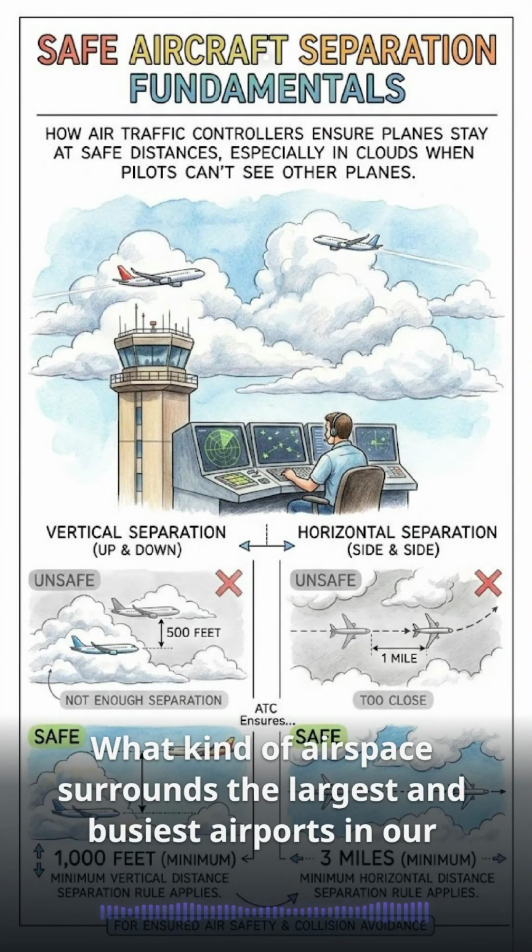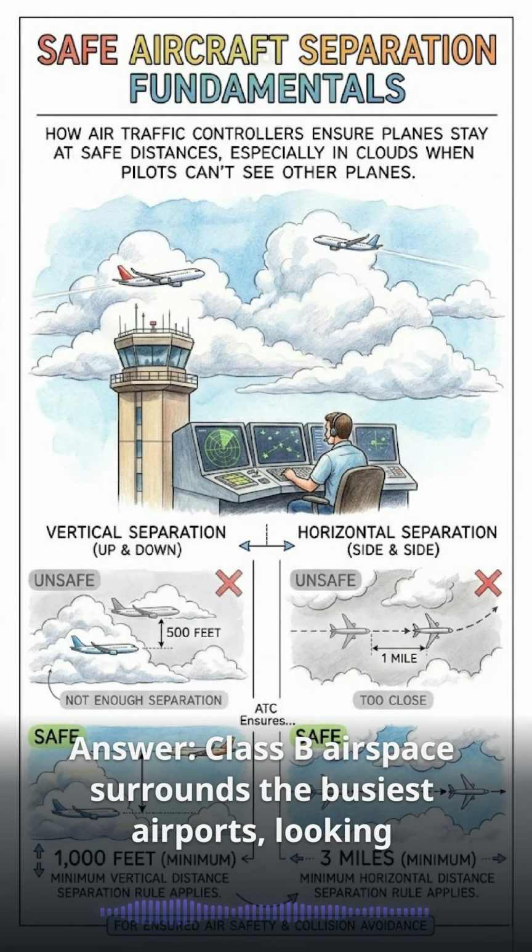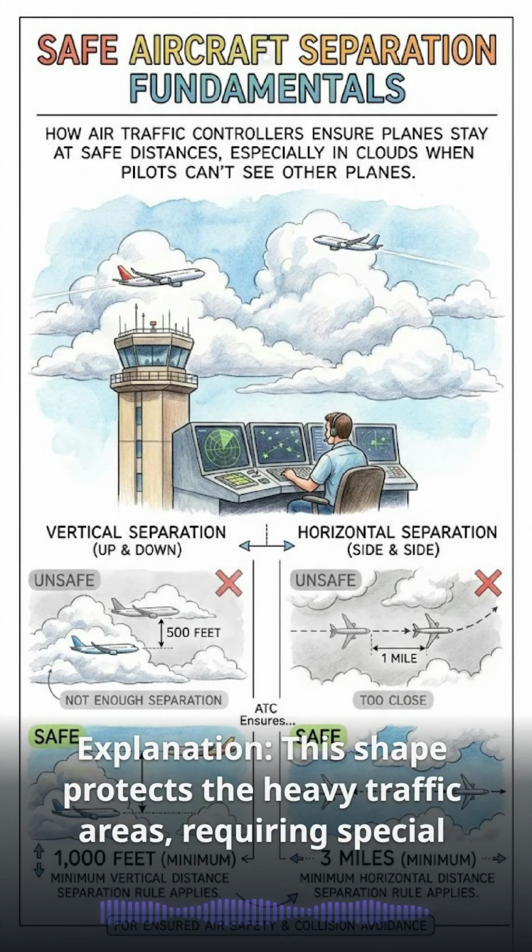4. What kind of airspace surrounds the largest and busiest airports in our country right now today? Class B airspace surrounds the busiest airports, looking somewhat like an upside-down wedding cake shape. This shape protects the heavy traffic areas, requiring special permission for any pilot to enter safely.